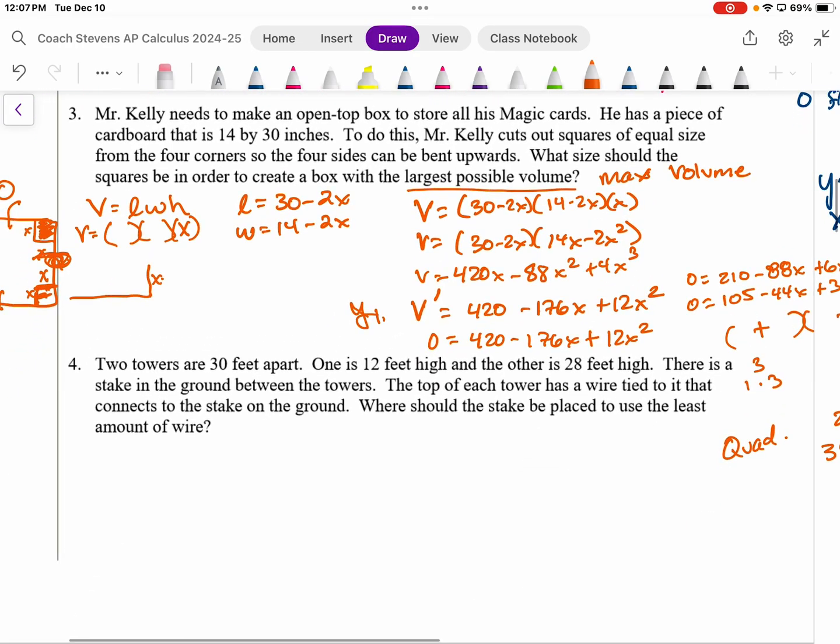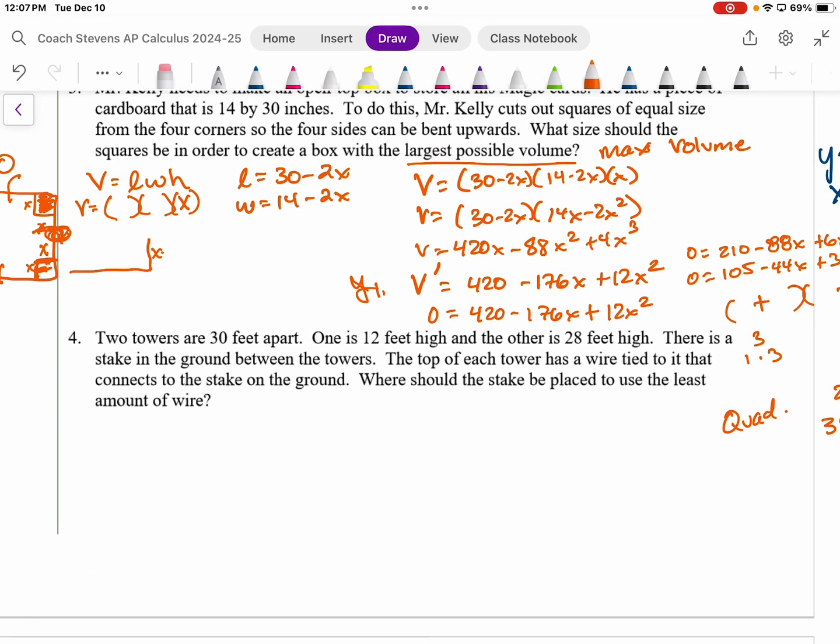All right, let's take a look at number 4, because number 4 is on the next page, so we want to make sure we do that one so we can reuse the equation. 2 towers are 30 feet apart. One is 12 feet high. The other is 28 feet high. All right, so let's draw a tower. That one is 28 feet. That one is 12 feet.